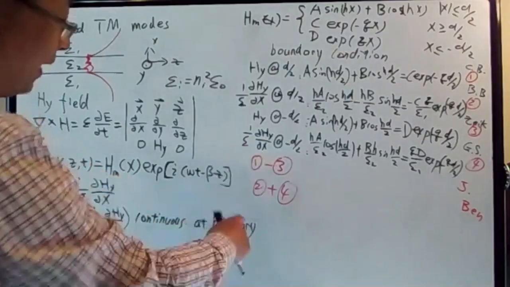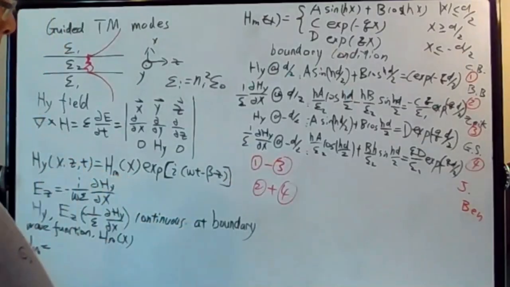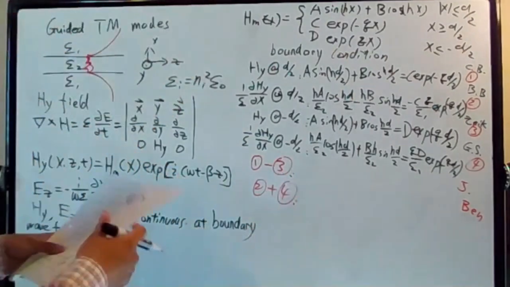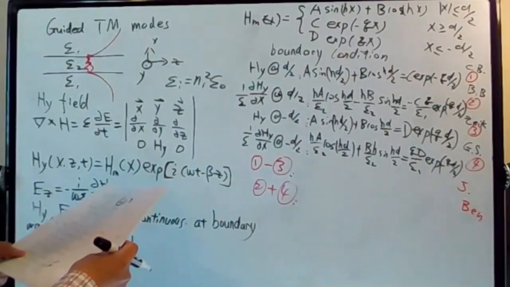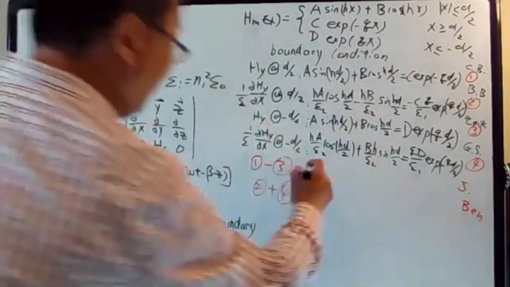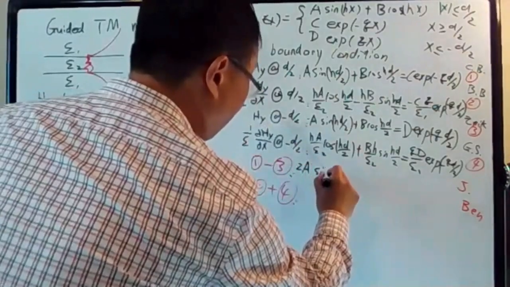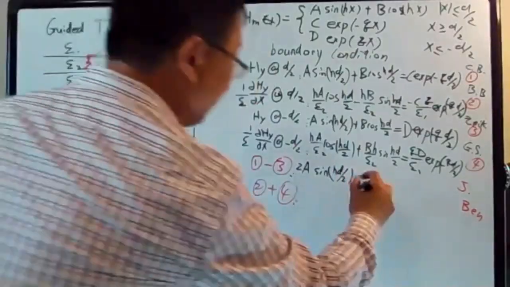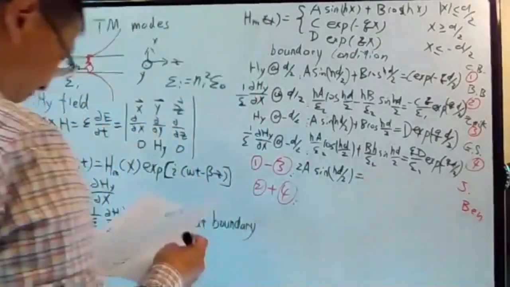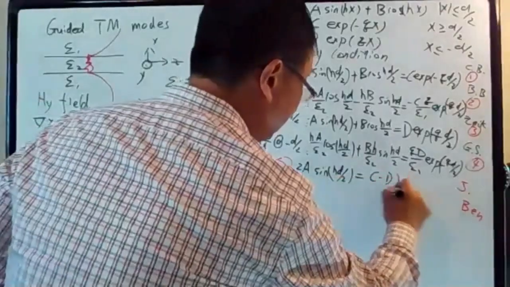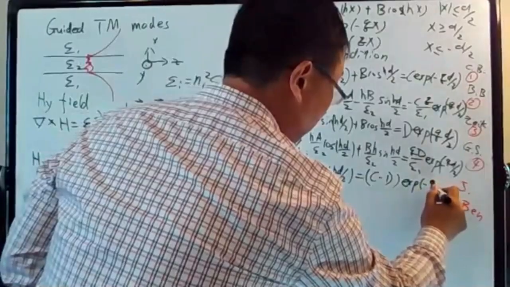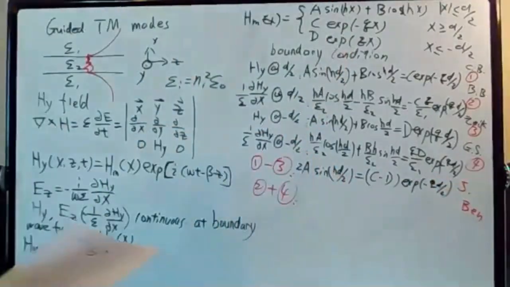Can we do 1 minus 3 and 2 plus 4? Yeah, I'm pretty sure 1 minus 3 is 2A sine of HD over 2, and that would be equal to C minus D, and then exponential negative QD over 2. That's good. How about 2 plus 4?